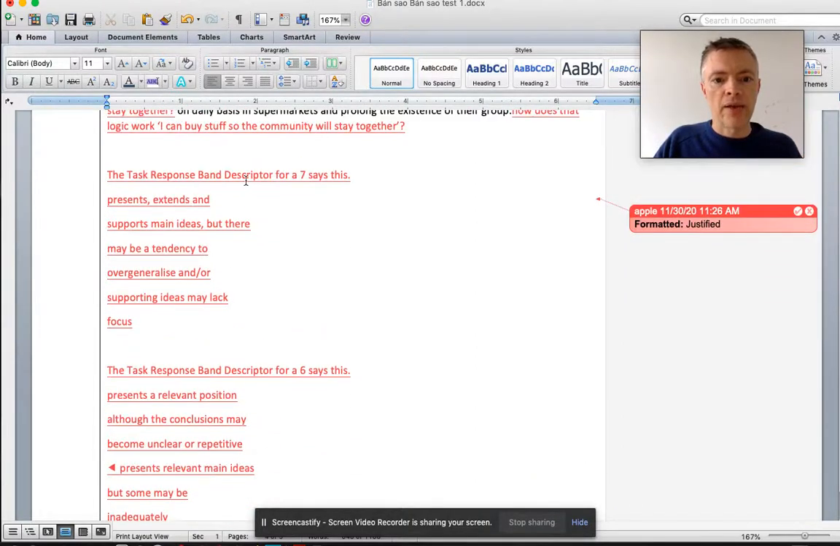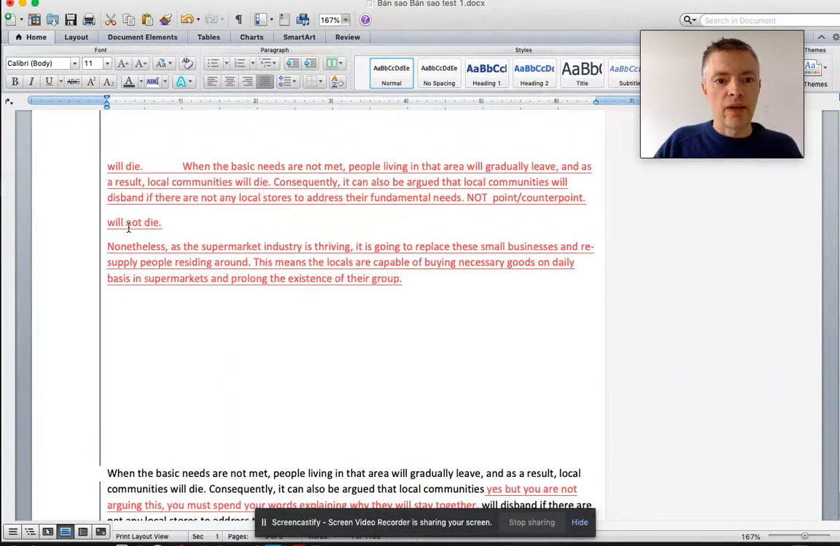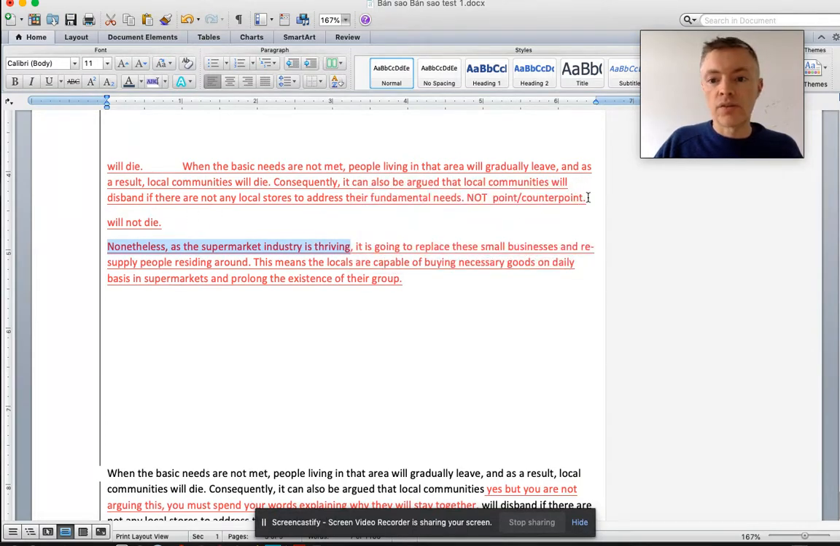So if we take a look at task response band descriptor 7, it says presents, extends, and supports. Three things you have to do: present, extend, and support. So here we have present. Where is extend and support? Right? So you've done all of this work in the point counterpoint, but the student hasn't answered the question. Present, extend, and support.